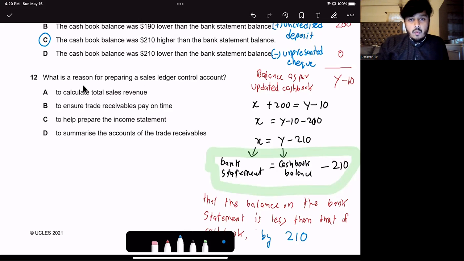Number 12. What is a reason for preparing sales ledger control account? We normally prepare sales ledger control account to summarize the accounts of all the trade receivables.